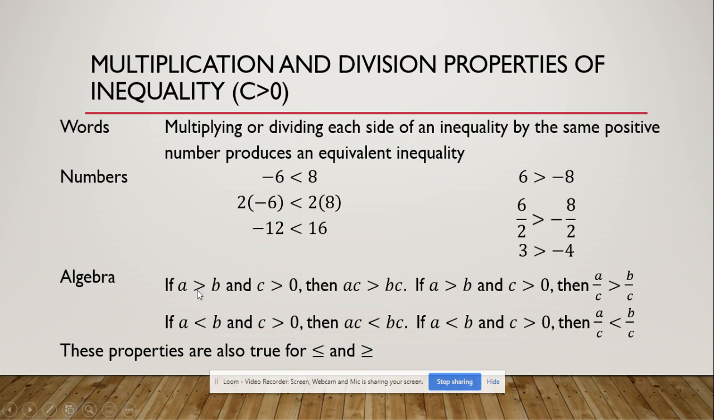Algebraically, if A is greater than B and C is some positive number that I multiply both A and B by, then because A was bigger to begin with, AC is also going to be bigger than BC. That same pattern holds for all of the other inequalities.